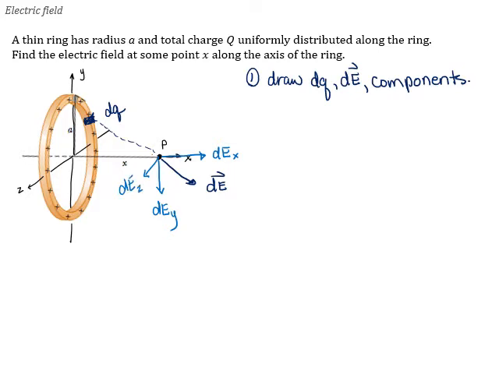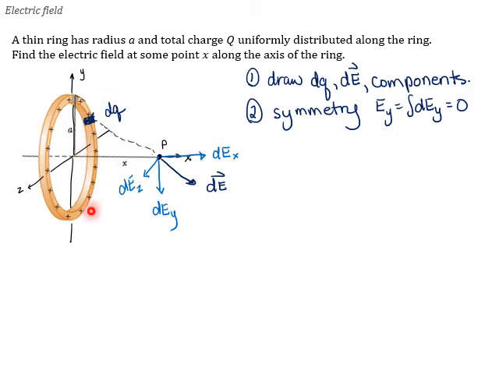Okay, next we can identify some symmetry. And this is what we did with the hula hoop and the vectors. We know that every bit of dq on the top half of the ring makes an electric field that has a component that points down. Every bit of dq on the bottom half of the ring would make an electric field that has a component that points up. The y components cancel. That means that Ey, which is the sum of all the y components, equals 0.